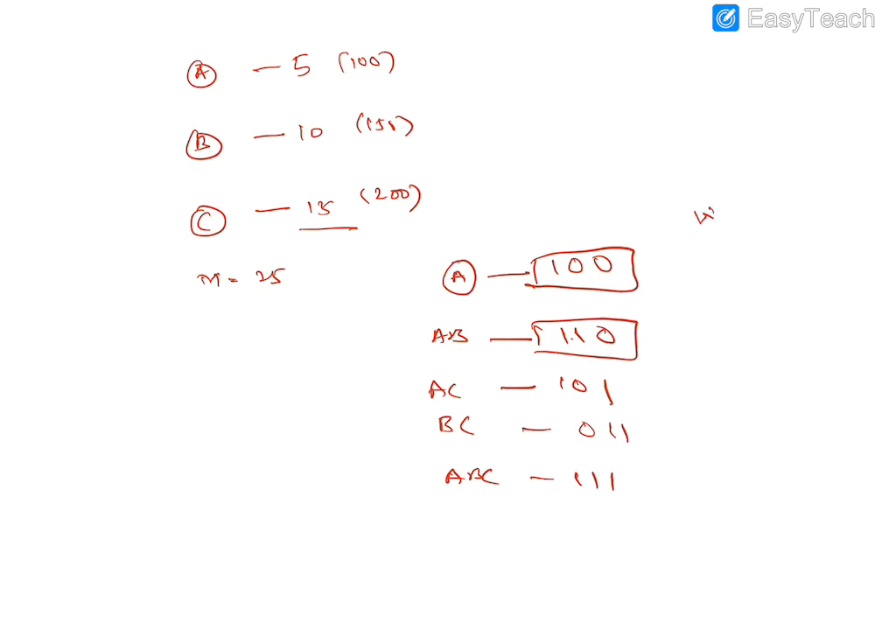If you consider the weights and performance, for the first one it is 5 and 100. For AB, 5 plus 10 is 15, and here 250 is the performance. For 101, AC, the value is 20 and the performance is 300. For BC, the value is 25 and the performance is 350. And if you consider ABC, the value is 30 and we are going to get a performance of 450.